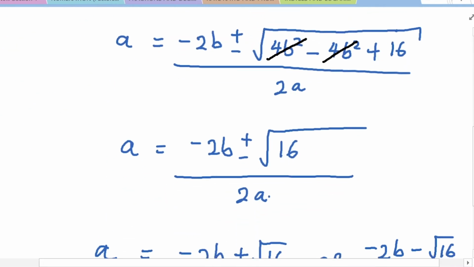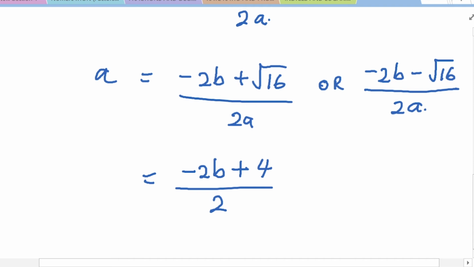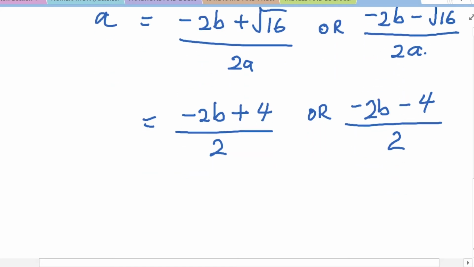I don't know why I had forgotten to substitute it here. So the value of a here is 1, 2 times 1, which is still 1, right? So it means that here the value of 2a is 2 times 1, which is 2. Or this is minus 2b minus the square root of 16, which is 4, divide that by 2 times 1, which is 2, like that.